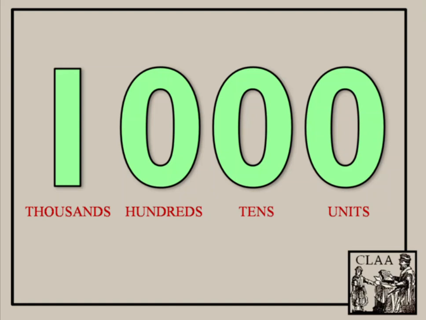If you look on your screen, you can see the number 1,000 written. You can see that there is a 1 in the thousands place, a 0 in the hundreds place, a 0 in the tens place, and a 0 in the units place. This is the number 1,000.